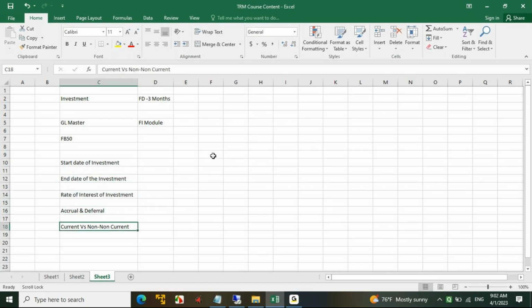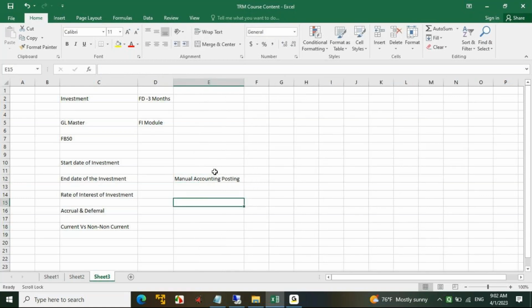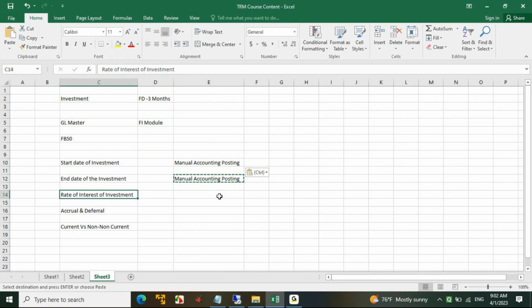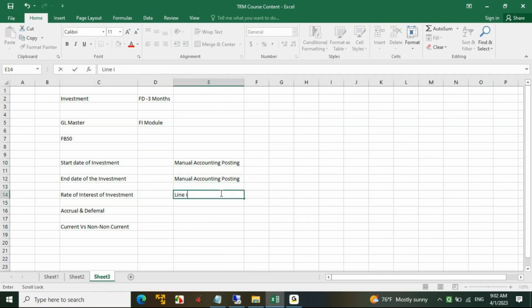Okay. But how about the posting? Whenever you do these particular things, start date of the investment, end date of the investment, you have to do all manual accounting posting, right? Yes. So every time you have to do the manual accounting posting. And second thing, do you have any way to enter the rate? Let's say you said, okay, in the line item text you enter the ROI.